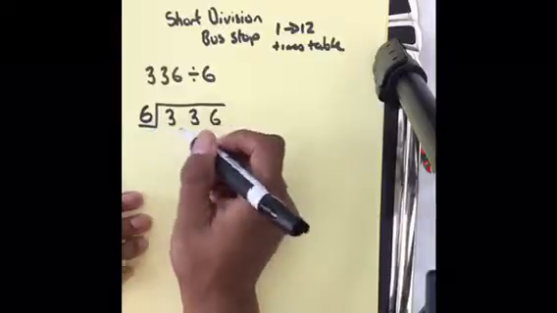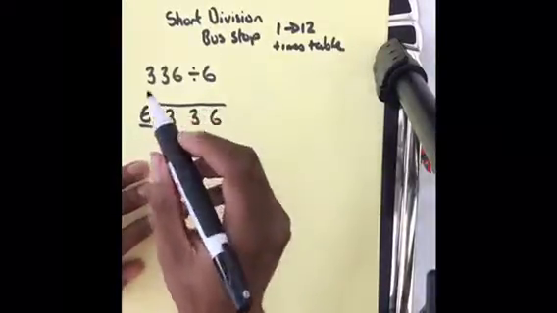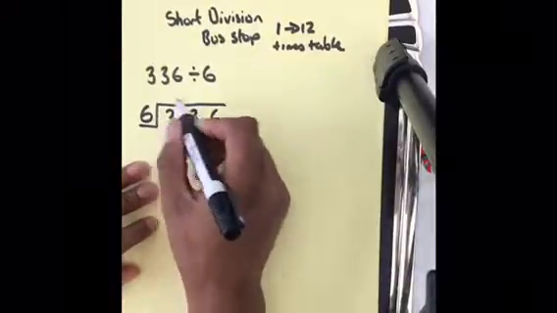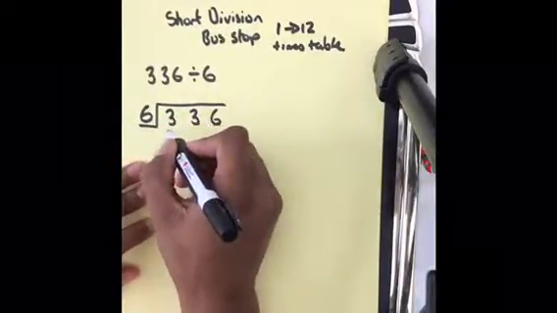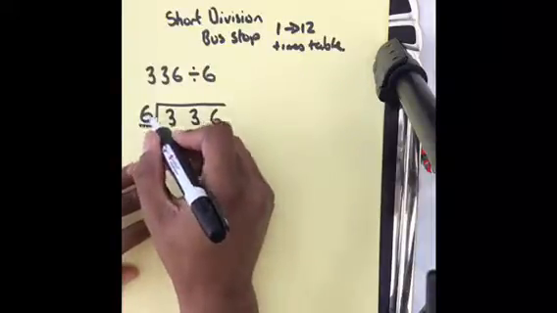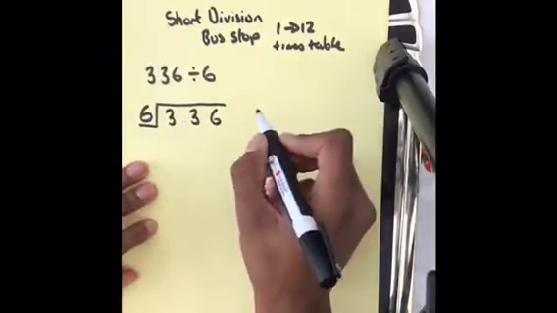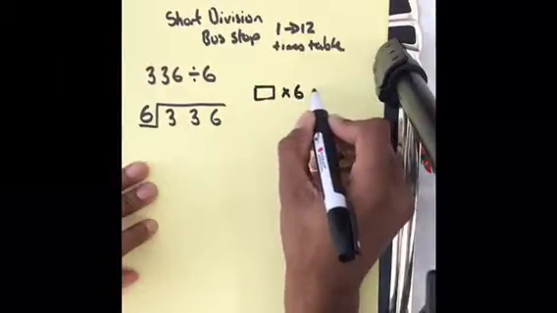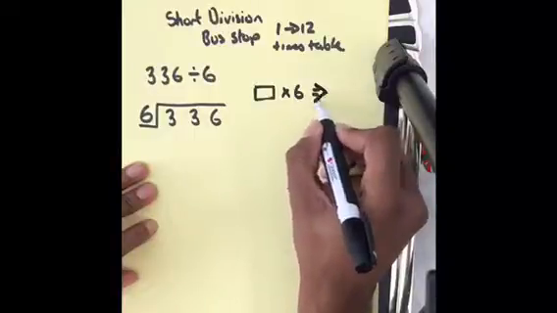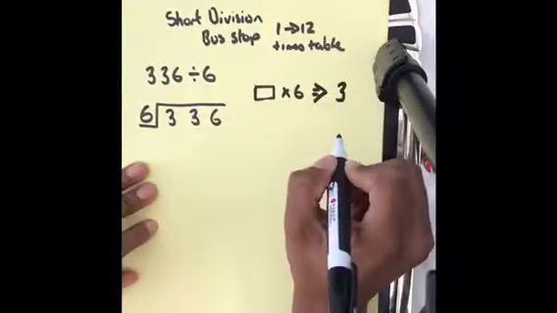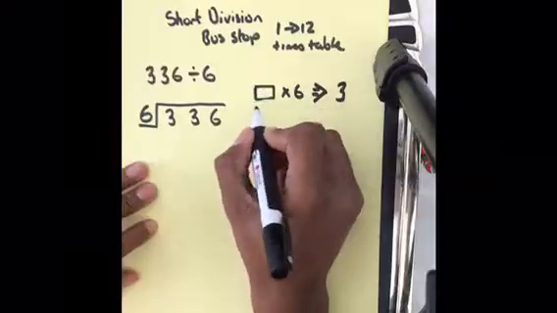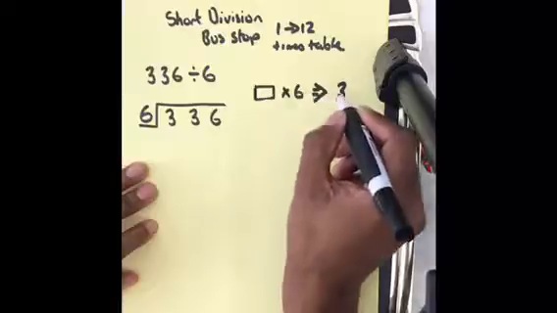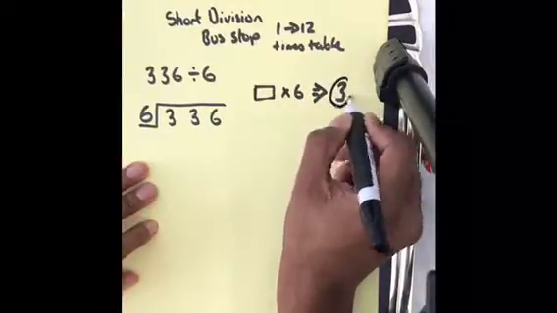336 divided by 6. Divide by 6 means what times table best fits my number. So I need to look at this situation. I've got a 3 to deal with, and I've got a 6 to divide into it. So what I'm trying to say to myself is I've got some number times 6 equals, and I'm aiming to equal 3. Now obviously if I use 1 times 6 in here, that's not going to work. 1 times 6 equals 6. That's bigger than what I've got. I've only got 3 to work with.